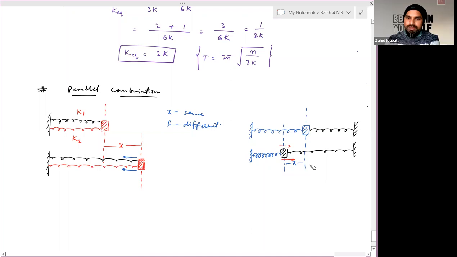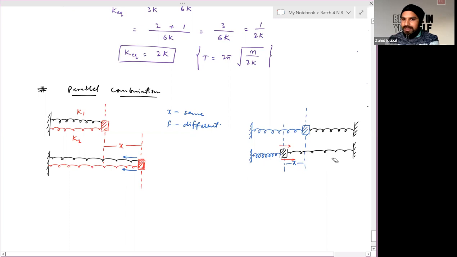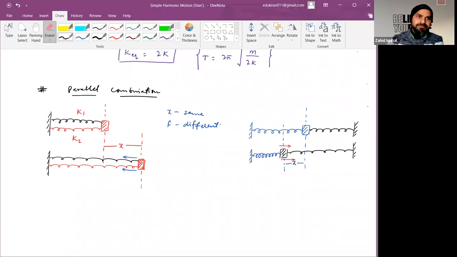So in this combination, we have the same displacement for both springs, but one is compressing and the other one is stretching, but displacement in both parts is the same. So the restoring force due to both these springs will be along the same direction. So the net force acting on this block will be the sum of these two individual forces. So this is again a parallel combination.